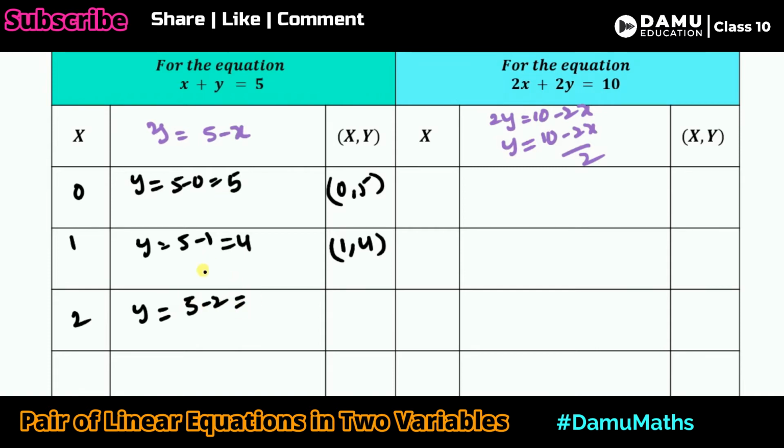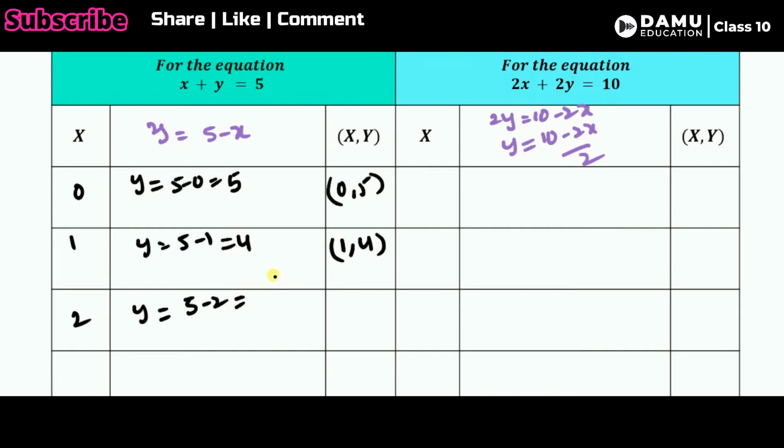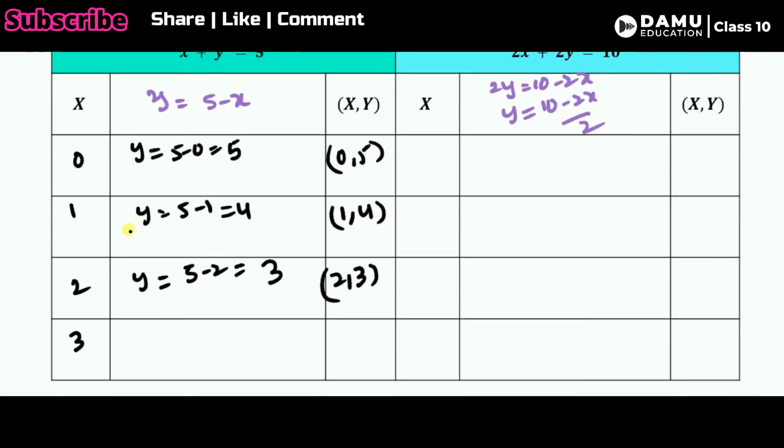If you keep negative values, it will increase the values. So for that we are not taking any negative values. So let's take this one, 2 comma 3. Then let's keep x as 3. So if you take the value 3, what answer will we get here?